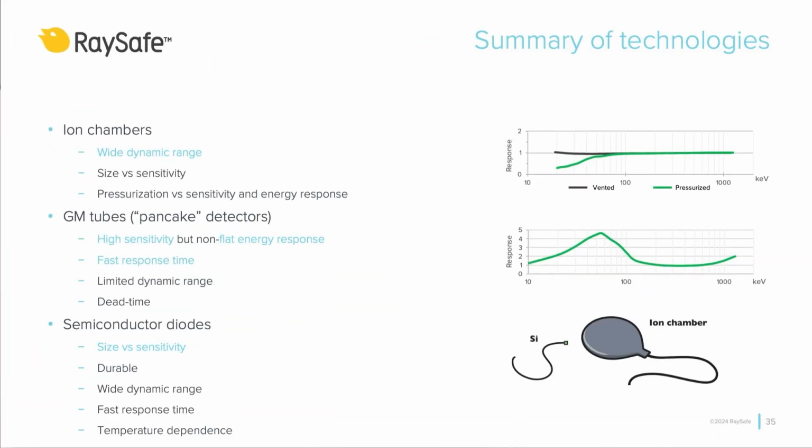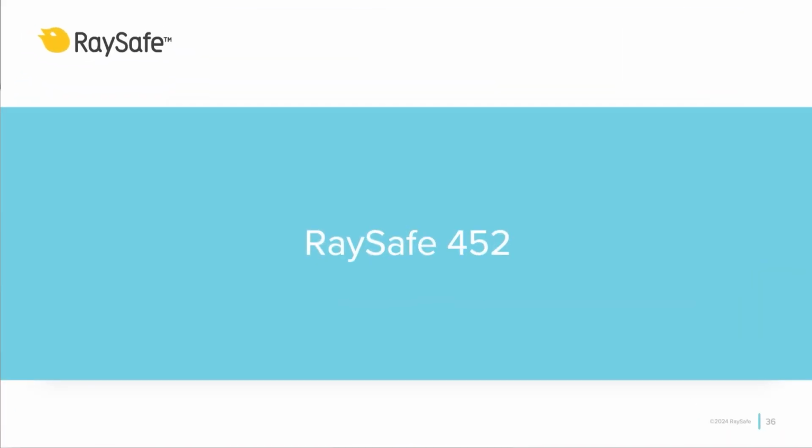But what if we could combine the advantages of each technology into one meter? A small instrument with a wide dynamic range that has a high sensitivity with a flat energy response and a fast response time. Ladies and gentlemen, I give you RaySafe 452.